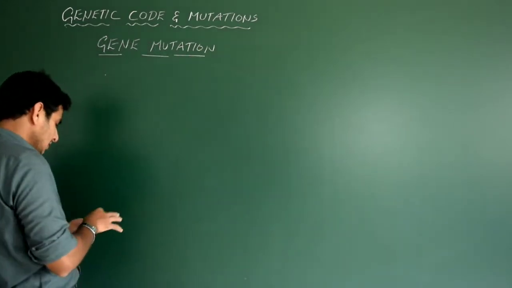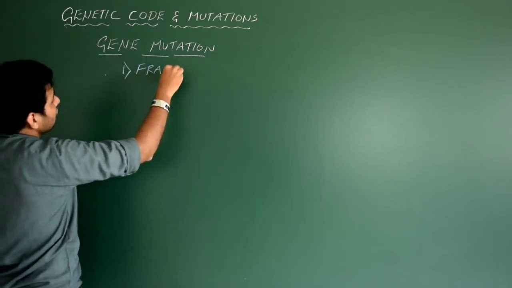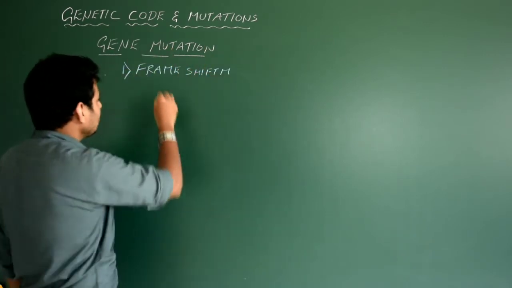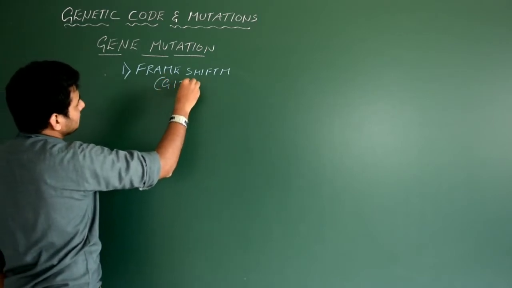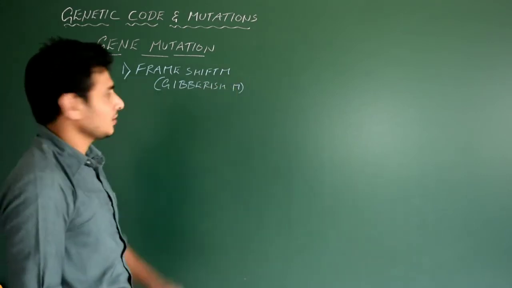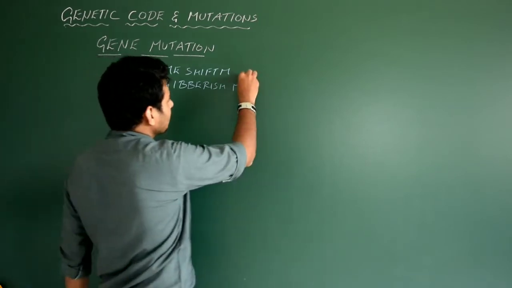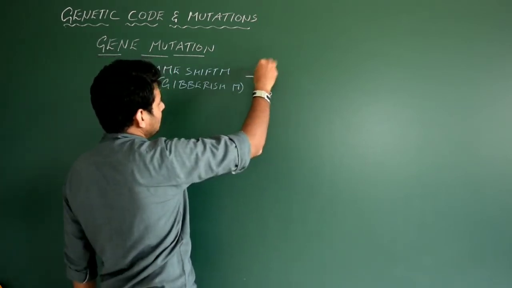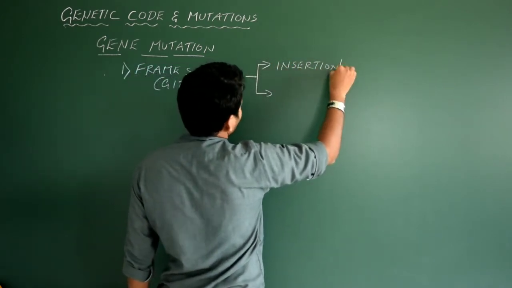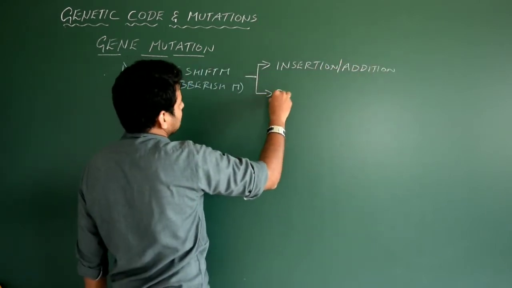In that again there are 6 types. The first type is frame shift mutation. Frame shift mutation, I'll just write mutation as MUT. It is also called gibberish mutation. Note this point. Here you see 2 types. The first type is insertion or addition. Here I am going to write deletion.